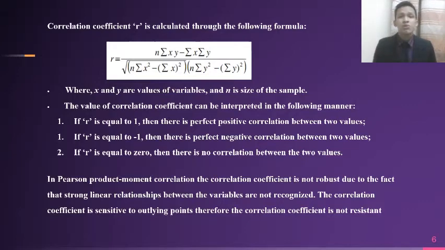In Pearson product moment correlation, the correlation coefficient is not robust due to the fact that a strong linear relationship between the variables is not recognized. The correlation coefficient is sensitive to outlying points, therefore the correlation coefficient is not resistant.